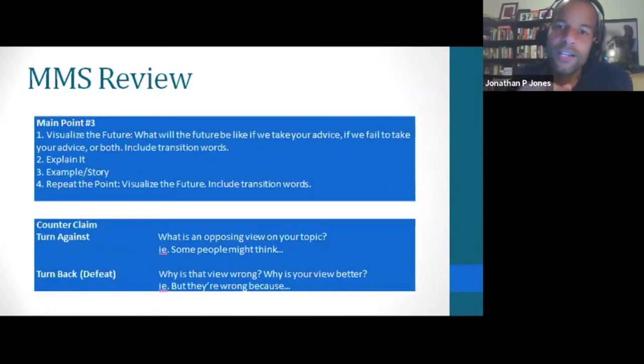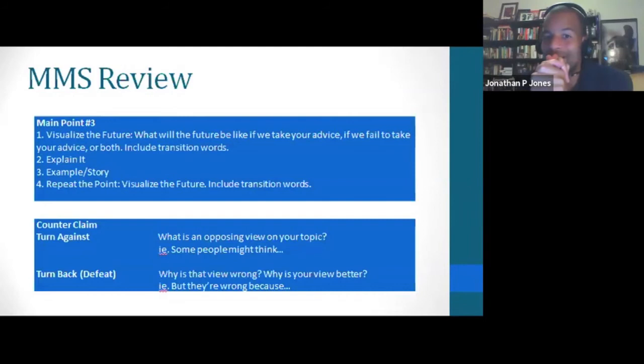Main point 3, visualize the future. So we can do it positively. What's going to happen if you take my advice? It's going to be great. Negatively, what's going to happen if you don't take my advice? It's going to be terrible, or a combination of the 2. If you don't take my advice, it'll be terrible. But if you do, it's going to be great, okay? Explain it, give an example, repeat it.